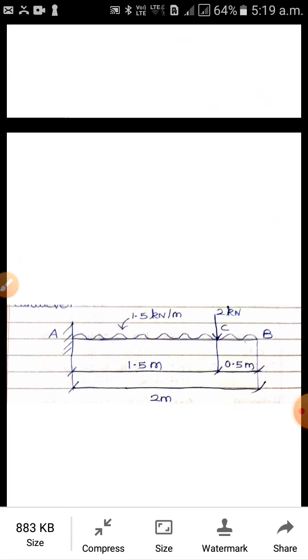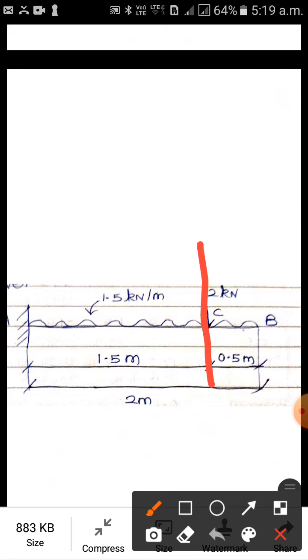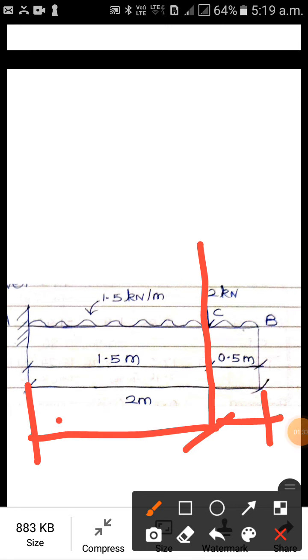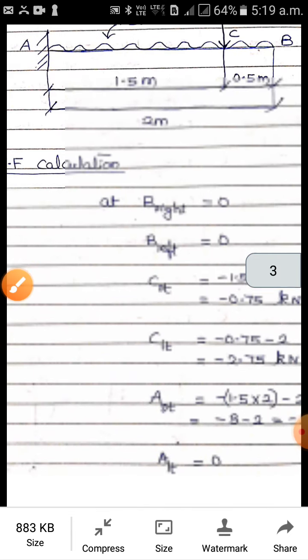So first point, read the problem carefully and draw the diagram. If you draw the diagram wrong, then there is no use of proceeding. Okay. So see this problem. As I told you, see the point load 2 kilonewton. It is acting at 0.5 meters. So remaining is 1.5 meters. Total length is 2 meters. It is carrying a UDL over the whole length. The UDL is 1.5 kilonewton per meter. Okay. So after drawing this, now we'll proceed to the problem.